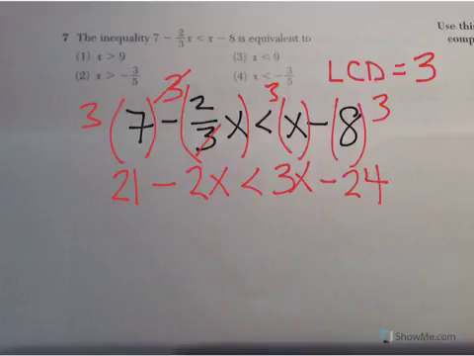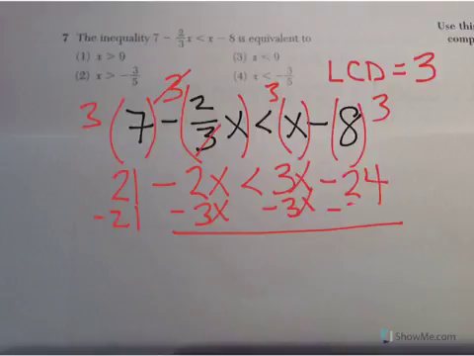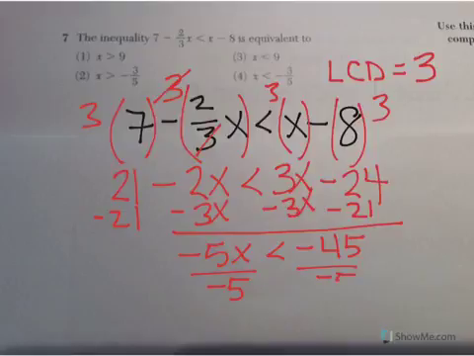So the next step is to get the x's on one side. So if I subtract 3x, I like to have my x's on the left, because that's where they're going to end up anyways. And in the same step, I can subtract 21 from both sides. So I'm left with negative 5x is less than negative 45. My last step to get x alone is divide by a negative 5. And because I'm dividing by a negative, I have to flip the inequality, so now it becomes a greater than, and it will be x is greater than 9, which is choice 1.